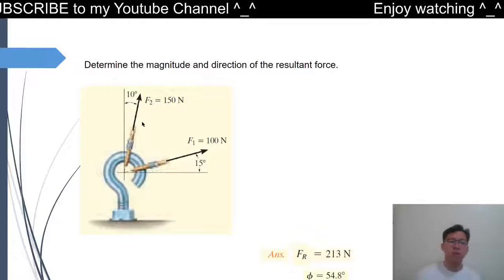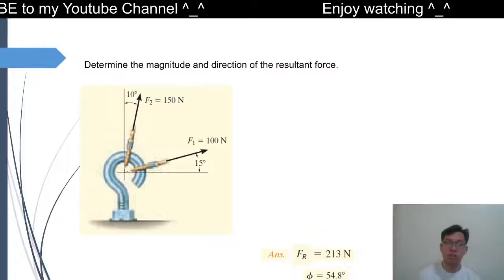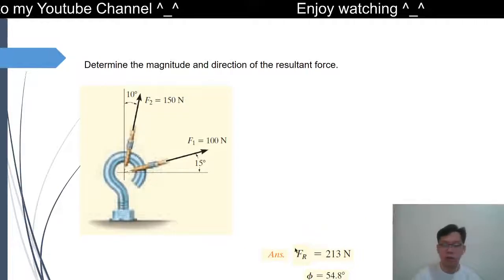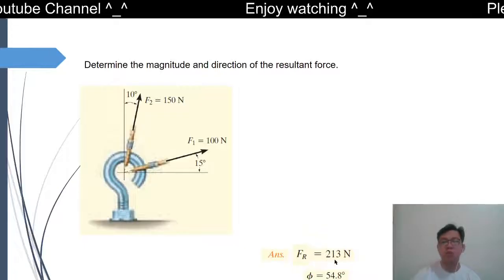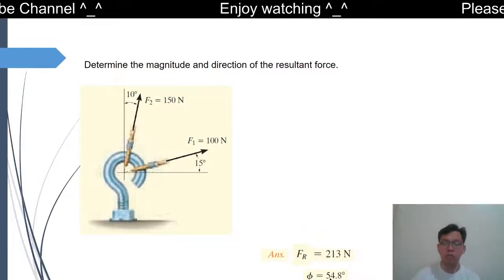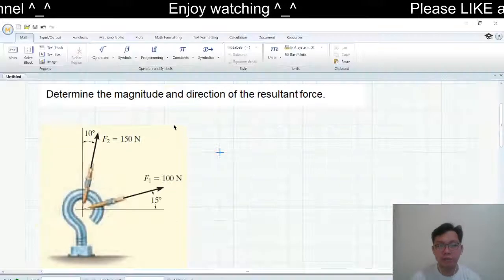Yan o. So, nakuha ko tong problem na to sa internet. Determine the magnitude and direction of the resultant force. Ito yung sagot. Dapat ito yung makuha natin. Yung answer, dapat yung FR, dapat 213 Newton. Tapos, yung angle of inclination is actually 58.4. Okay, so let's try to solve.